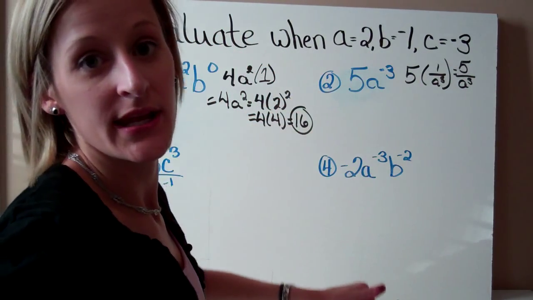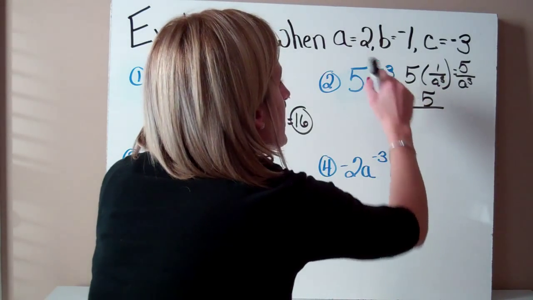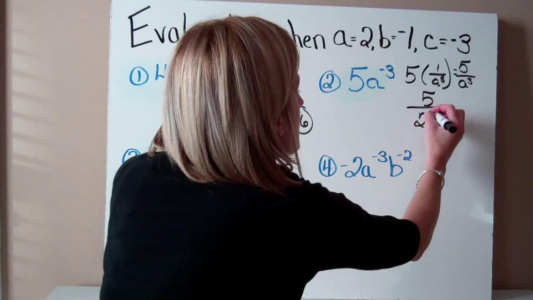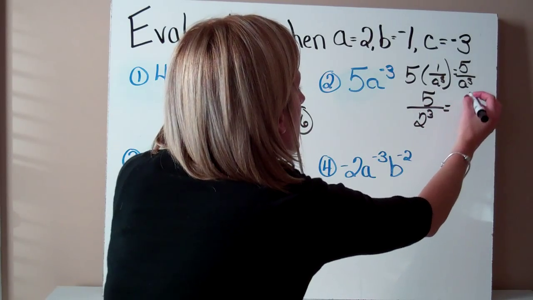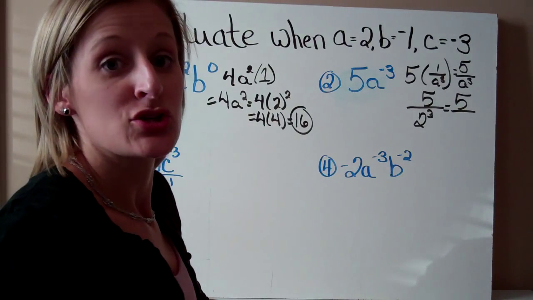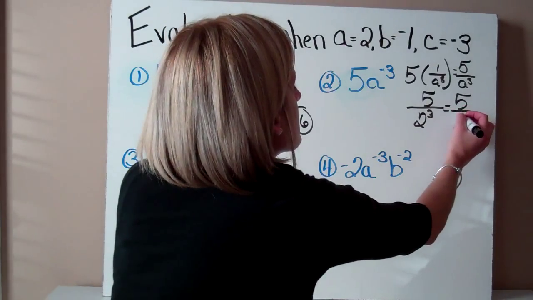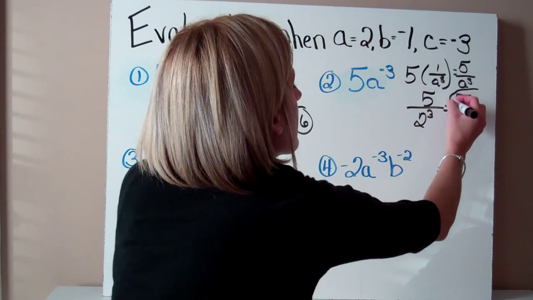Okay, now let's put in A. So I have 5 over A is 2, so 2 to the third power. So my 5 stays up top, 2 to the third power. 2 times 2 is 4. Times 2 is 8. So 5/8 is my answer.